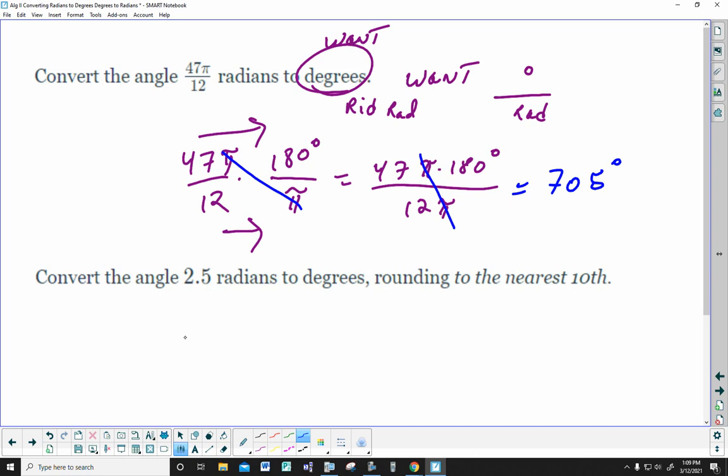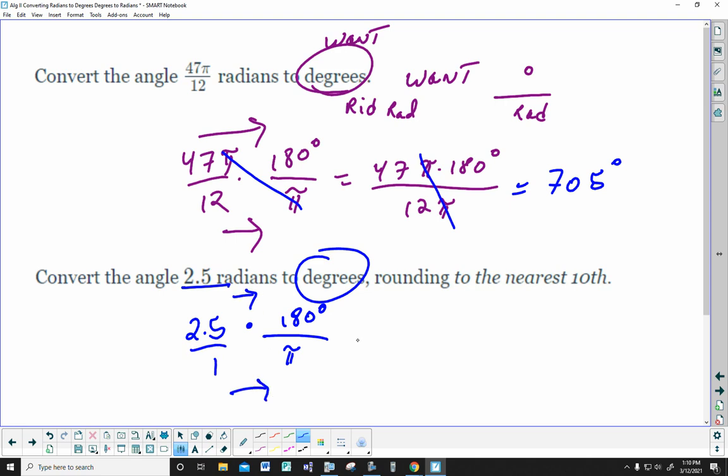This one's a little bit harder. 2.5 radians. I want to get rid of radians, so radians go on the bottom. I want degrees, so degrees go on top. On this one, it's a little bit harder because you're just multiplying straight across, and the pi isn't canceling out, whereas it did cancel on the last one. So that's only slightly harder. Type it in your calculator and just run with it.